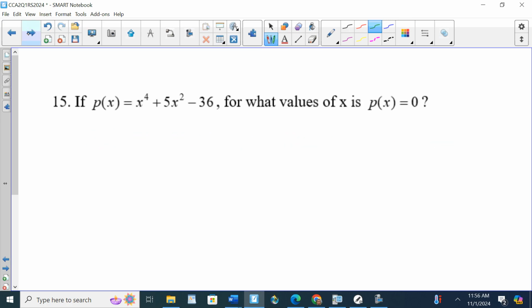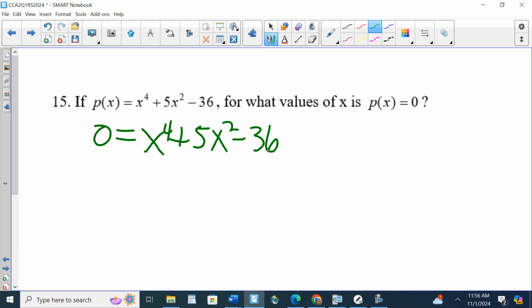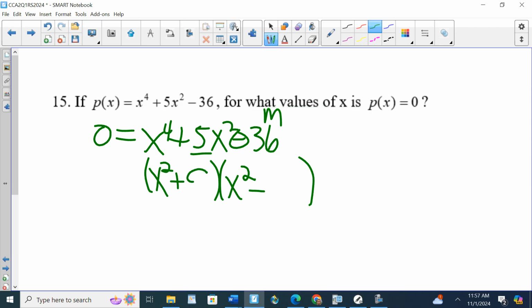All right, number 15, it wants p of x to be 0, so I replace p of x with 0. Mr. X to the 4th, he wants to party. Before he can party, all of his friends are over. Good. Party time. Bubbles. Factoring. Is there a GCF? No. Trinomial? Yes. Since it's x to the 4th and x squared, I do x squared and x squared. First sign comes down, positive and negative and negative, multiplies to 36, subtracts to 5, 9 and 4.